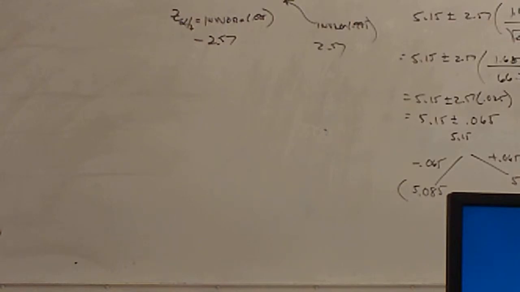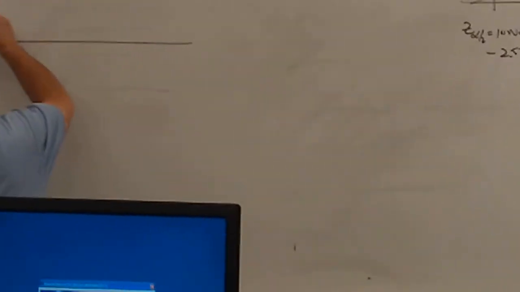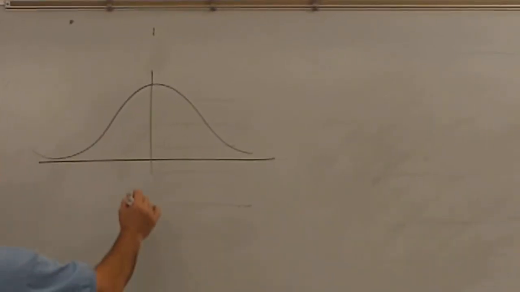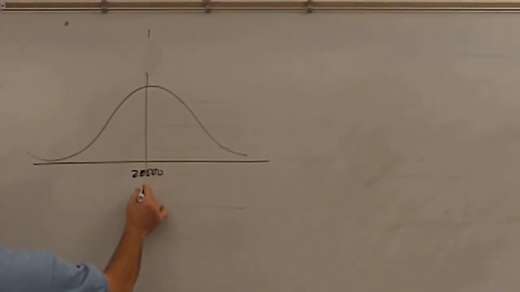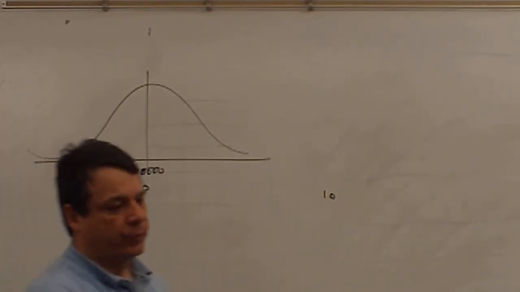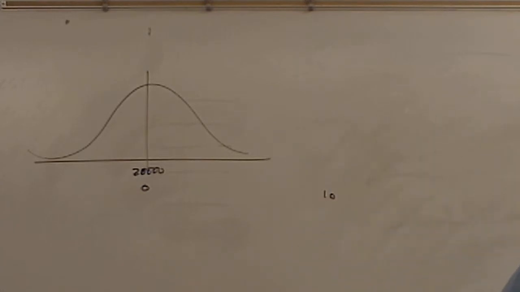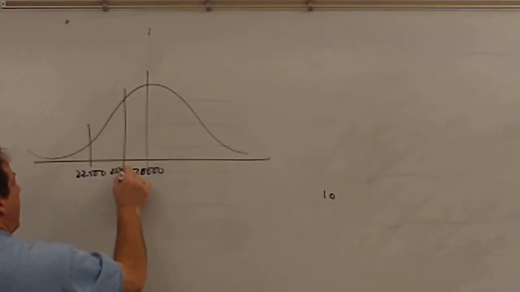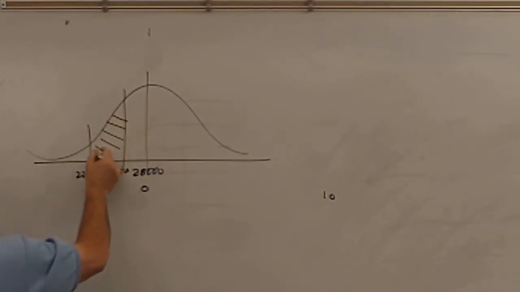So what's the first one? Normally distributed, right? What's the mean? 28,000. What's the z-score for that? 0. We're interested in the probability between what and what? 22,500 and 25,000. We're interested in that probability right there, right?